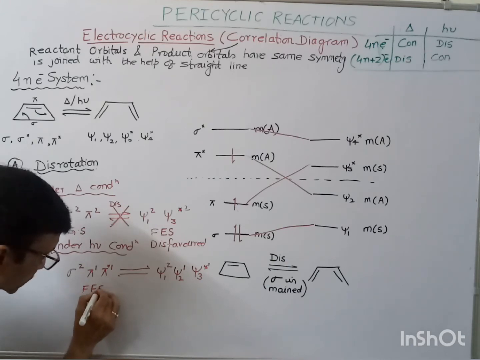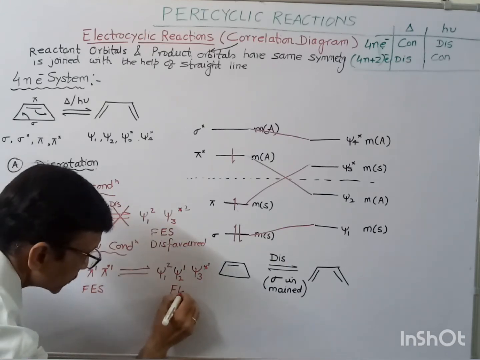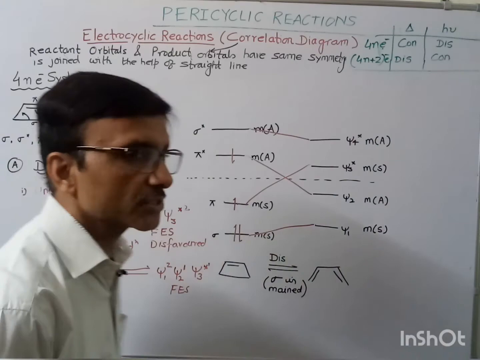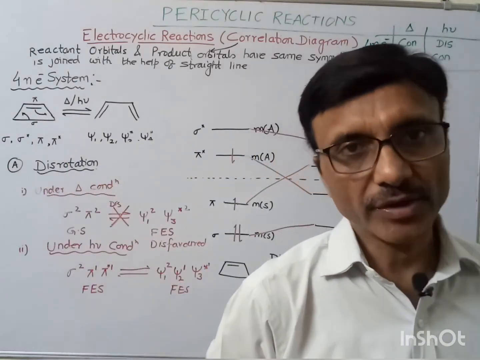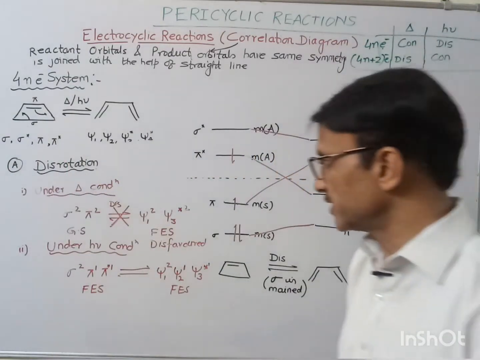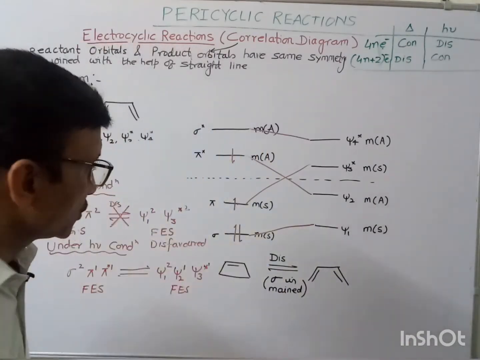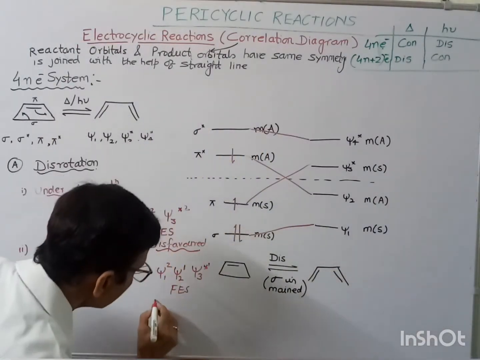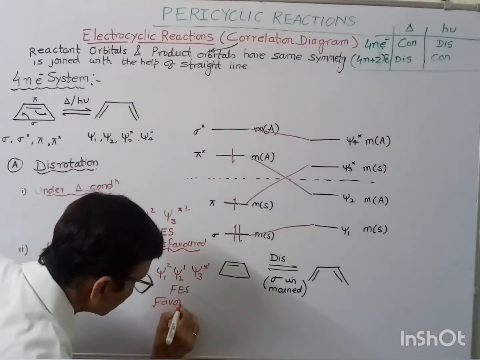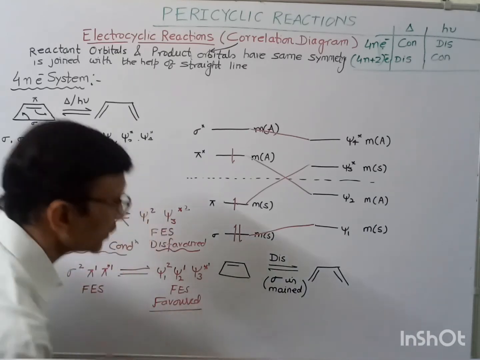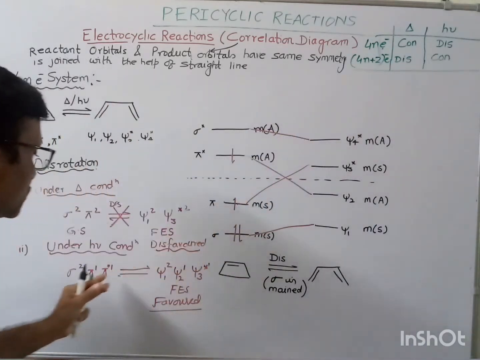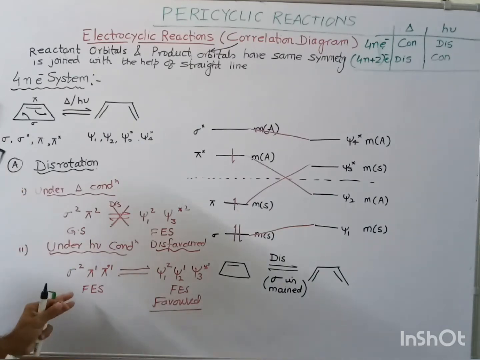So from first excited state to first excited state, this process is energetically favored. So this is disfavored and this is the favored process. The same thing I have written in the selection rule. So like this we can analyze.